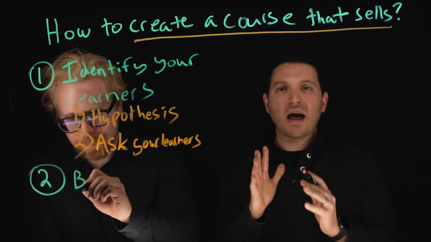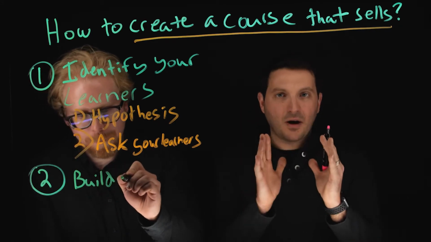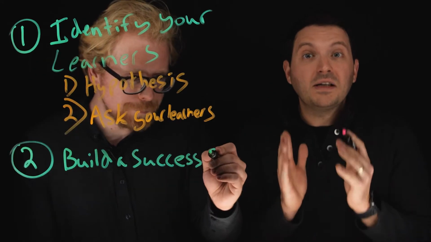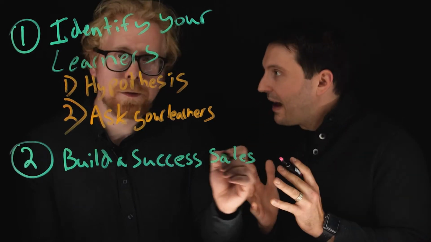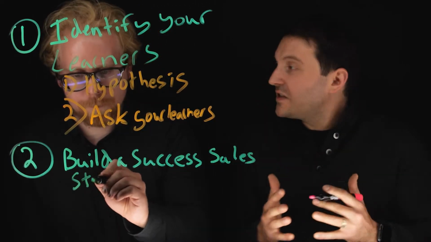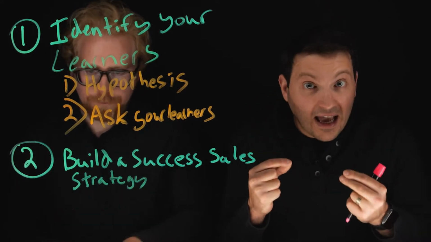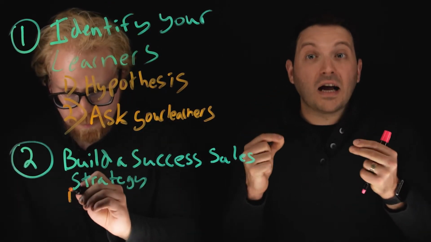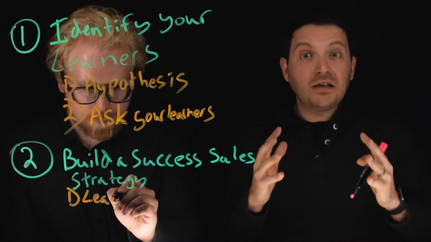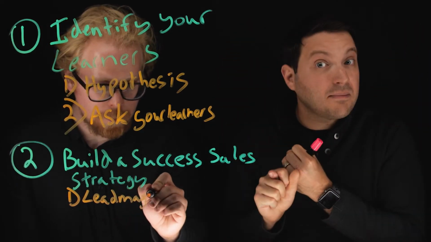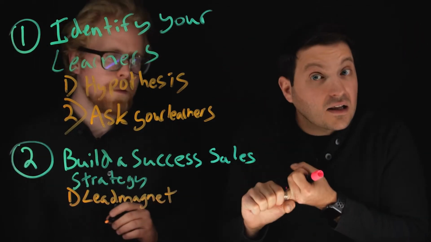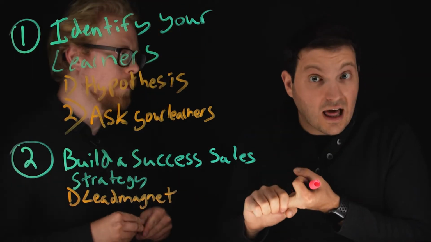Successful sales strategy. There are 3 parts to this. The first part is that you need to create a lead magnet. What a lead magnet is in a nutshell is it is a free piece of content, high value piece of content. It could be a step-by-step guide. It could be a checklist. It could be a masterclass, right?